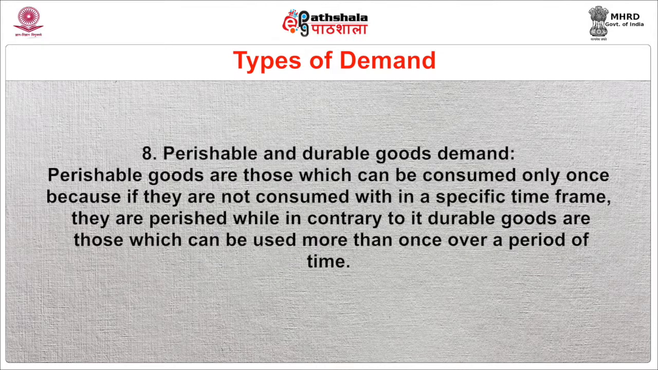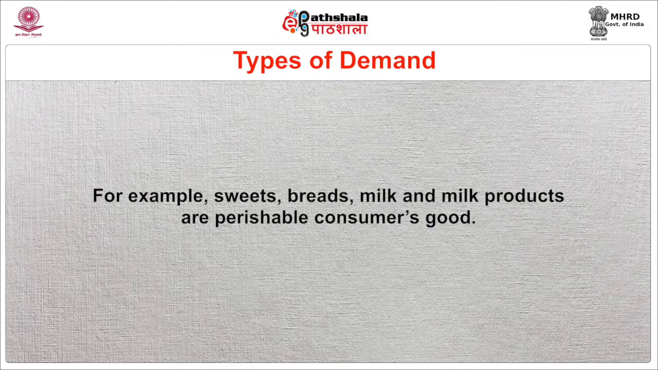8. Perishable and durable goods demand. Perishable goods are those which can be consumed only once, because if they are not consumed within a specific time frame, they perish, while in contrary to it, durable goods are those which can be used more than once over a period of time. For example, sweets, breads, milk and milk products are perishable consumer goods.